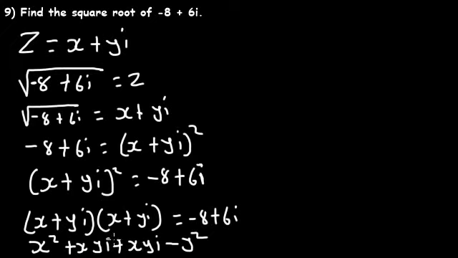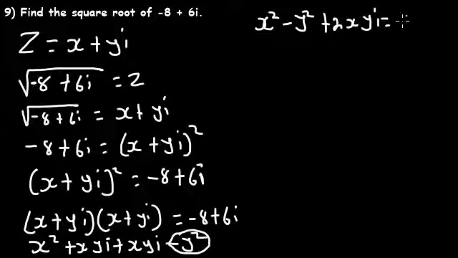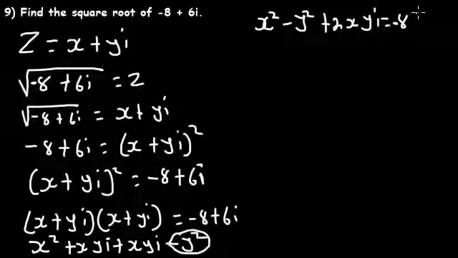Perfect. Now let's sort the terms. x squared minus y squared has no i terms, so let's bring them together. Then we have x squared minus y squared, and let's put the terms with i together. That gives us plus 2xyi equals minus 8 plus 6i.